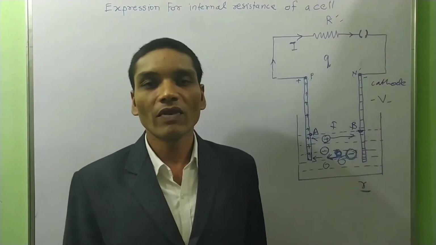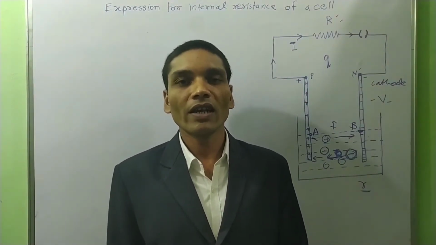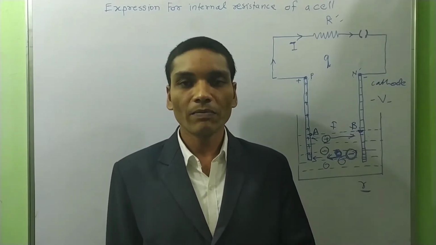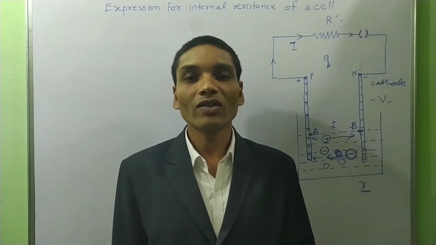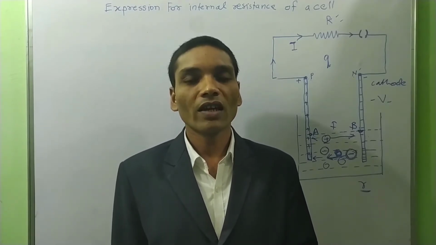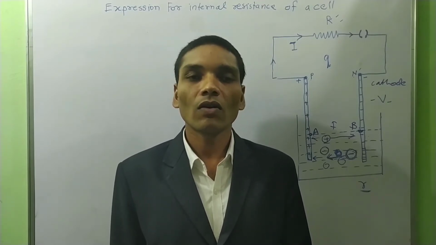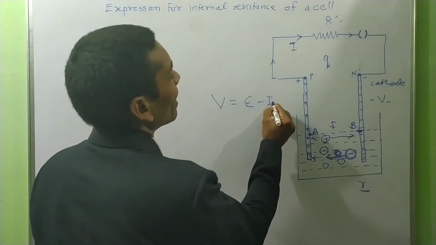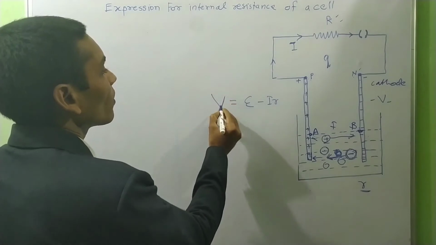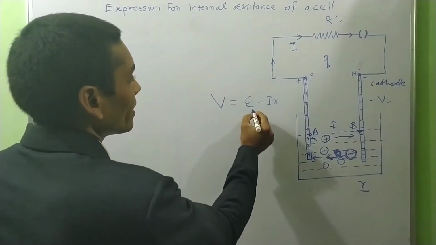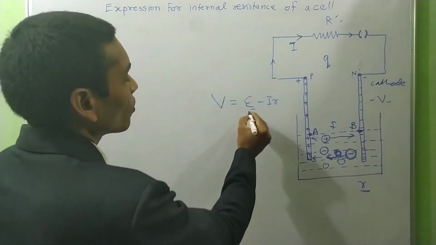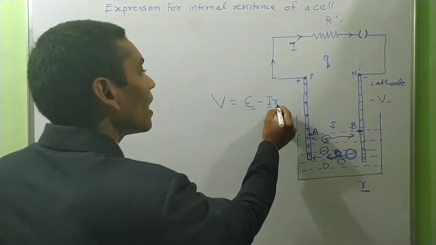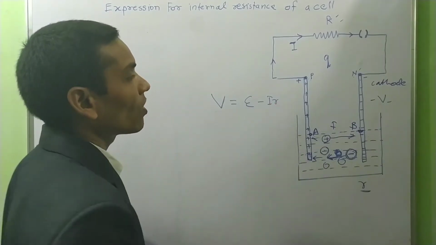Students, in this video we will study the expression for the internal resistance and the factors affecting the internal resistance of a cell. In the previous lecture we studied the relation between electromotive force, internal resistance and the terminal potential of a cell, and the relation was V equals epsilon minus I into r, where V was the terminal potential of the cell, epsilon was the electromotive force of the cell, I is the current drawn from the cell, and small r is the internal resistance of the cell.